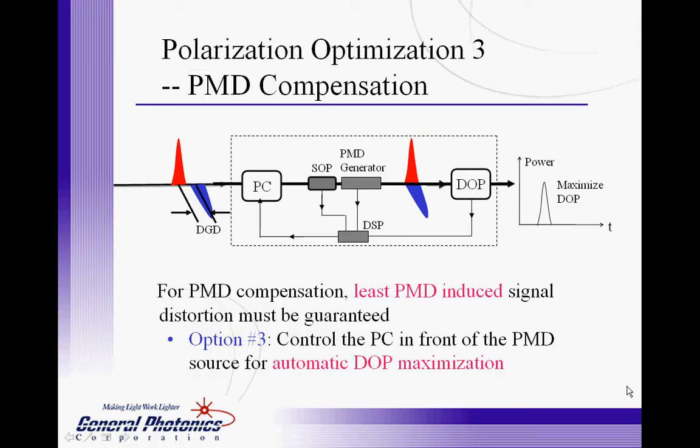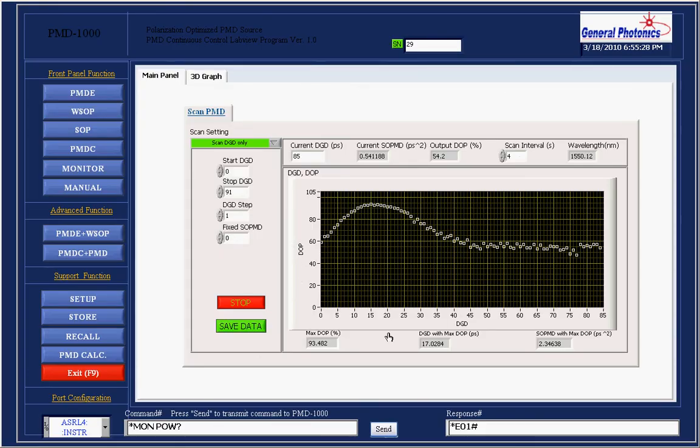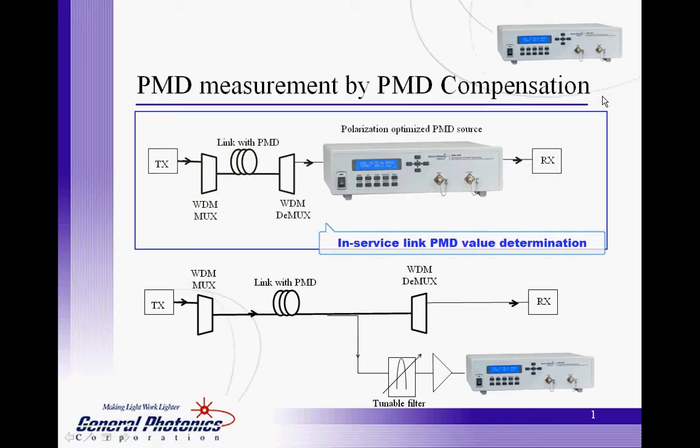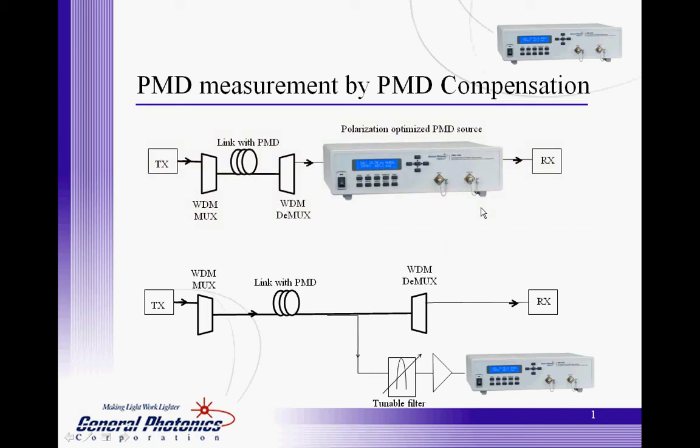PMDPro allows the user to obtain optimized PMD values for PMD compensation. This is achieved by maximizing the output DOP. The output DOP versus DGD value is displayed in the plot. The DGD value corresponding to the peak DOP represents the PMD in the input signal. The compensated PMD value should be close to the PMD value of the fiber link. Therefore, one can just insert the PMDPro and enable compensation. The optimized compensation value will represent the link PMD value.